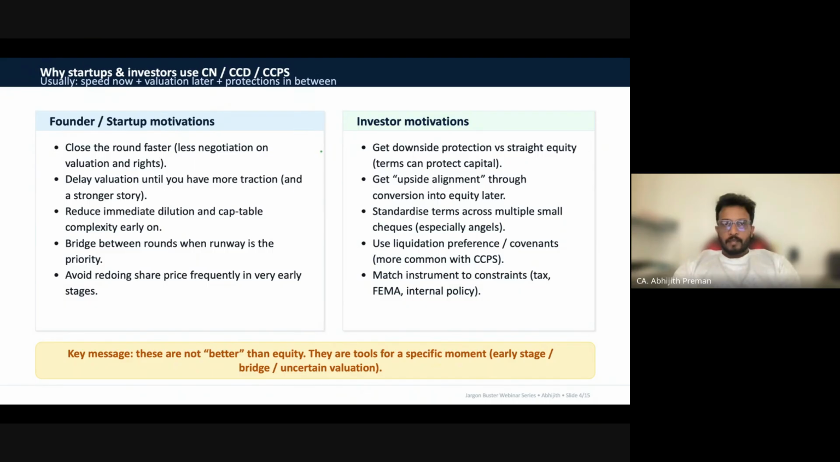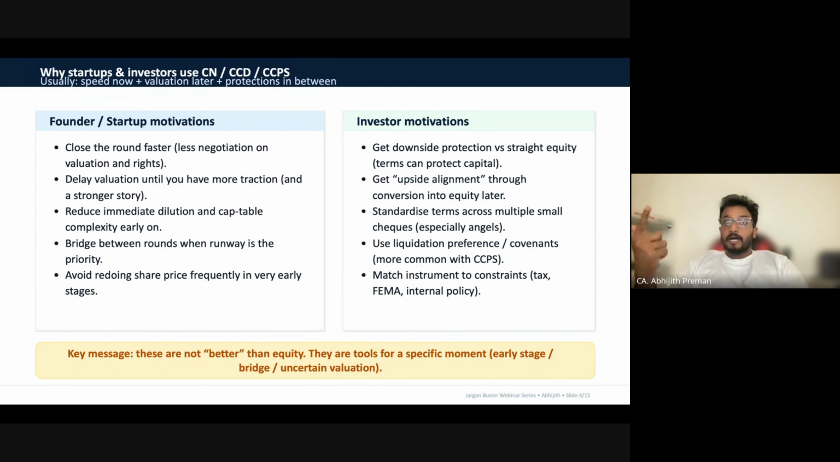Now, from the investor side, get downside protection versus straight equity. As I've told earlier, straight equity means there are a lot of restrictions. From an investor angle, the investor also becomes a shareholder like the founder. So whatever downside comes for the founder will come to the investor also. So to protect their rights, investors prefer to have convertible instruments.